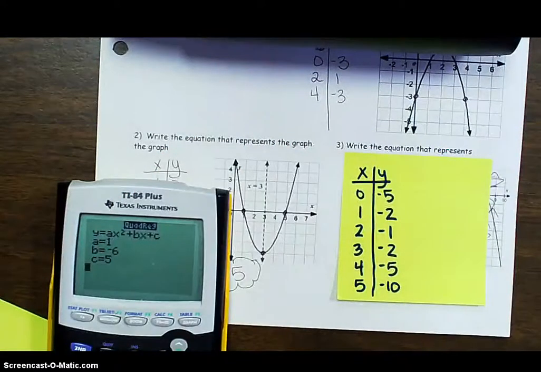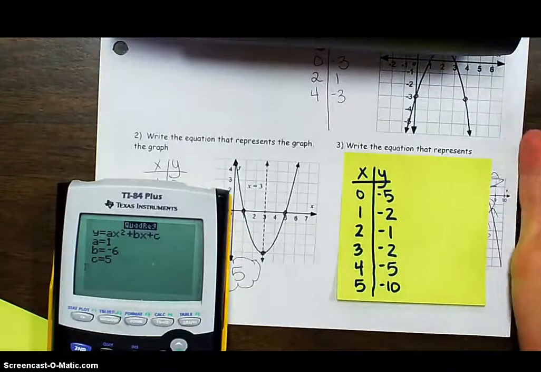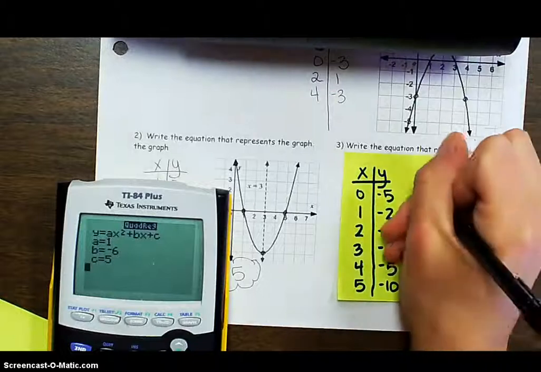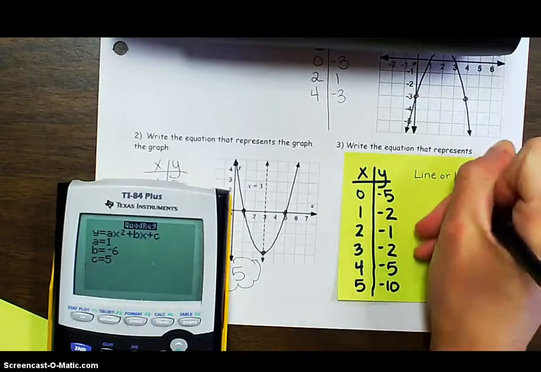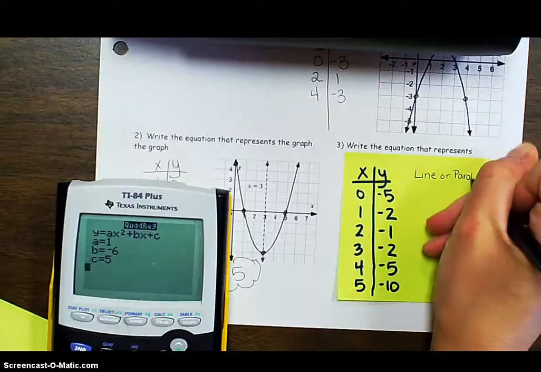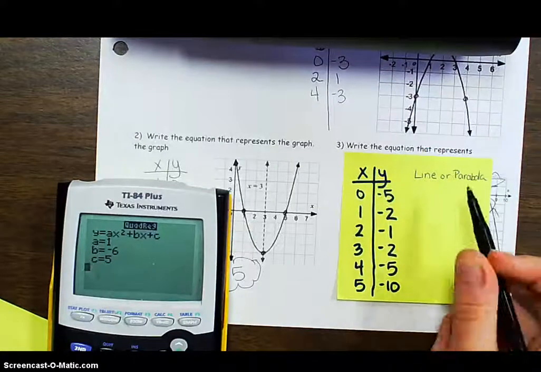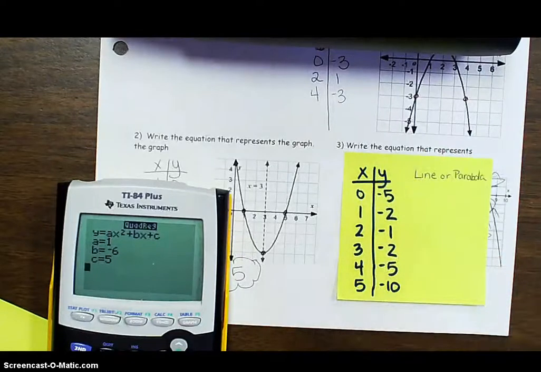Okay. So now, if you start with this table of values, the first thing you have to do, because we don't have a picture, we don't know for a fact that this is quadratic, we need to decide, is this a line or is this a parabola? To determine if it's a line or a parabola, you have to look at your x's and your y's to see if you increase at a constant rate.